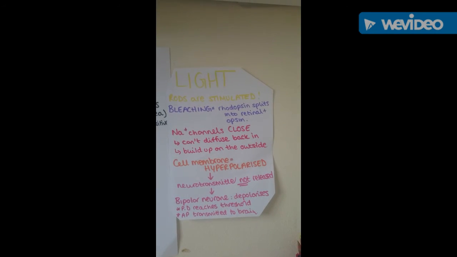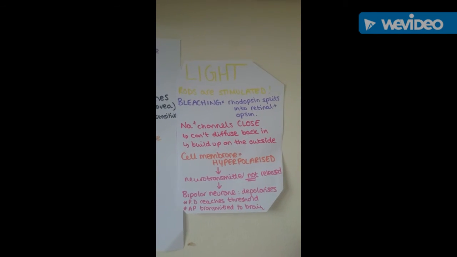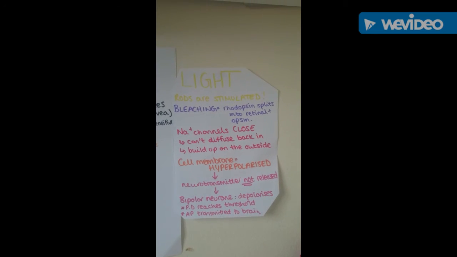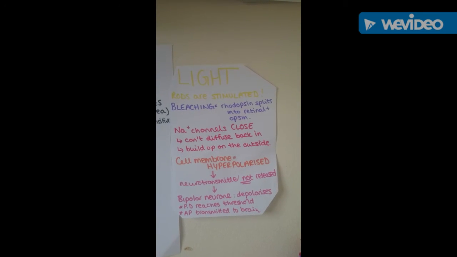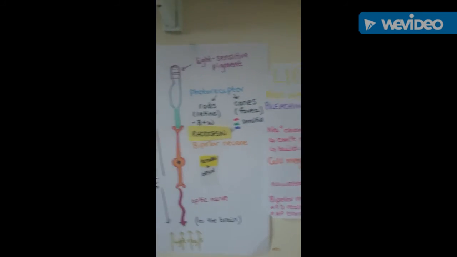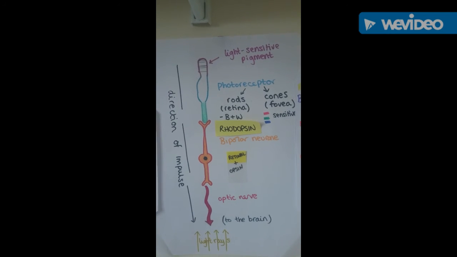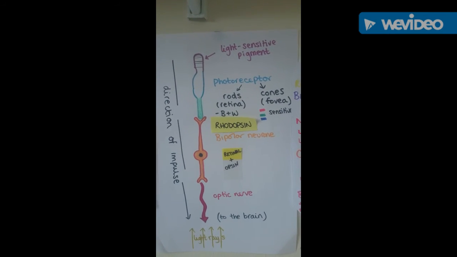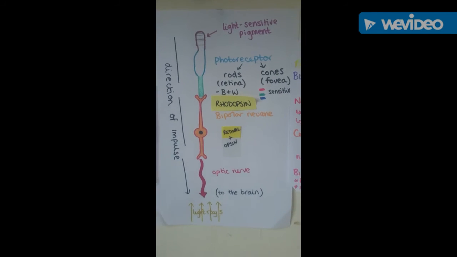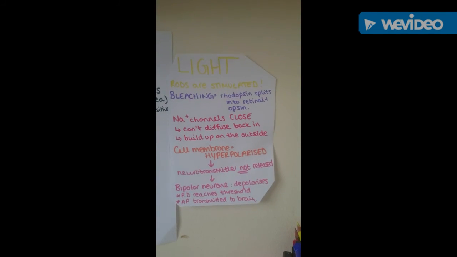When the rod cell is hyperpolarized, it stops releasing the inhibitory neurotransmitters. So the neurotransmitters are not released. This means there is no inhibition of the bipolar neuron, so the bipolar neuron can start working again. The action potentials are sent across the bipolar neuron, and they're also sent along the optic nerve to the brain.